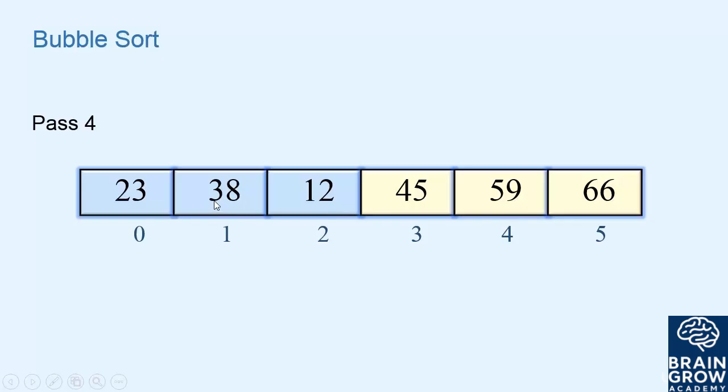We need to swap since 38 is bigger, so we swap them. Now at the end of pass 4, this much portion has become sorted. Now in pass 5, this is the last pass. There is only one comparison, which is between A0 and A1, and we need to swap since A0 is greater than A1. So we'll swap them, and at the end of pass 5, this much portion has become sorted, and this is the smallest element. So we can say that the whole array has become sorted after 5 passes.